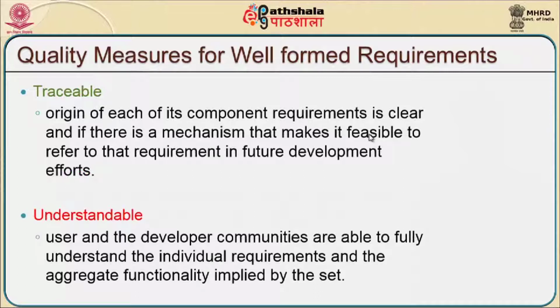And in case we feel there is some lag or some gap left, the system needs to trace it appropriately. So the system should be traceable enough. The origin of each of its component requirements is clear, and there is a mechanism that makes it feasible to refer to that requirement in future development efforts, then it is traceable. Not only that, the major point that we may have to adopt towards the quality of a well-formed requirement would be understandability. User and developer communities are able to fully understand the individual requirements and the aggregate functionality implied by the set.